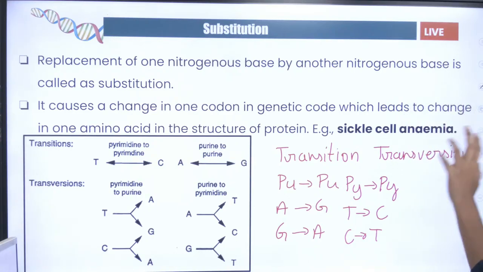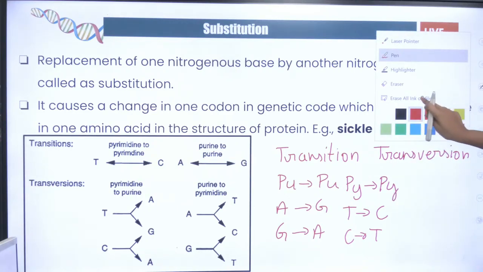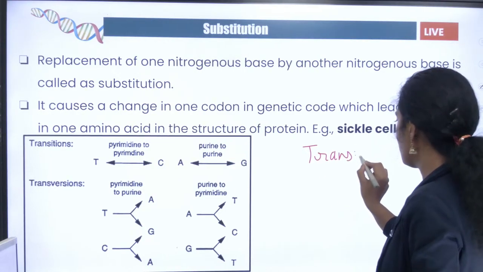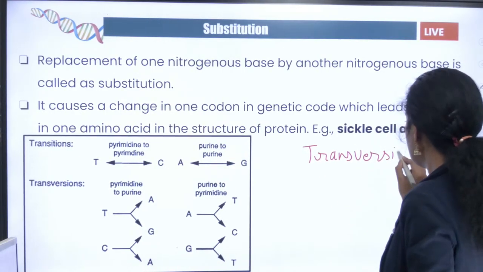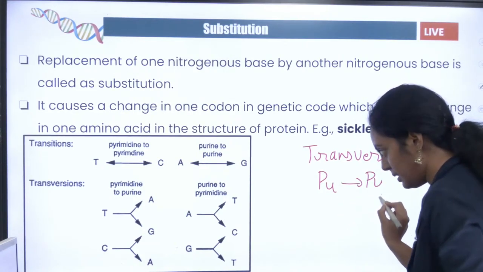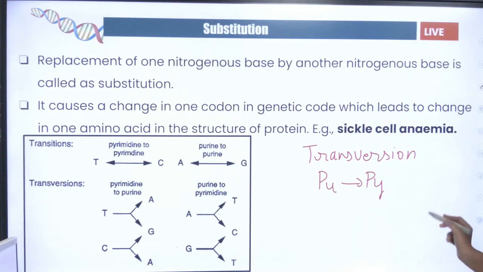Yes, now let's see what transversion is. Okay, transversion is where people get a little confused. It is a purine being substituted by a pyrimidine. Okay, listen to me carefully. Or a pyrimidine being substituted by a purine.